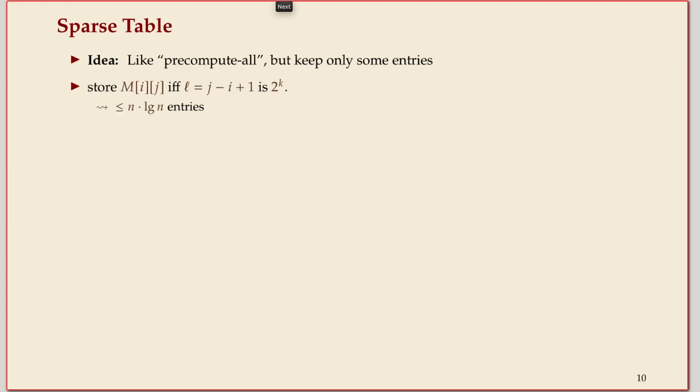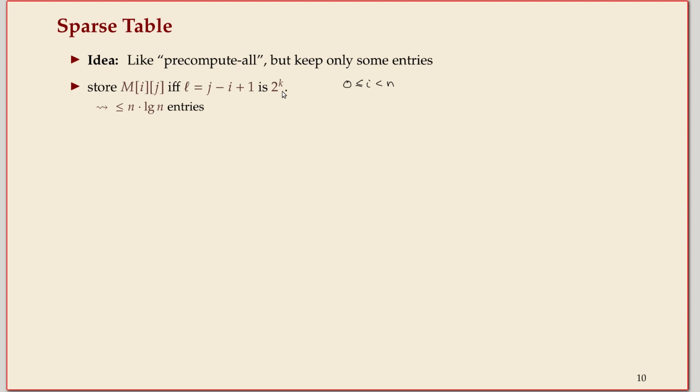The first slightly interesting solution is called the sparse table. And the idea is to take the pre-compute all solution, but get rid of most of the entries in this gigantic array, and only keep some of them, but just enough so that queries are still fast. How should this be possible? Well, the solution is to keep entries for every starting position. So i still runs from 0 up to n. But then the allowable entries for j, where we actually store something, are only powers of 2.